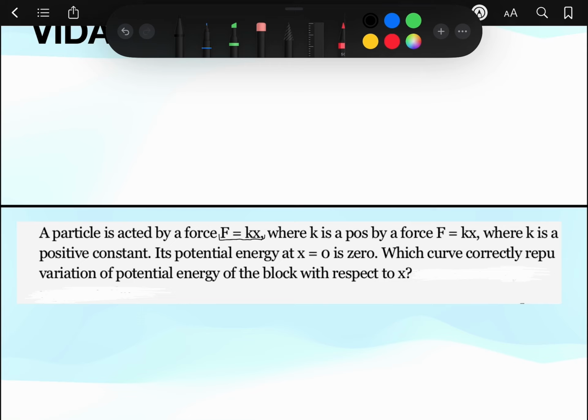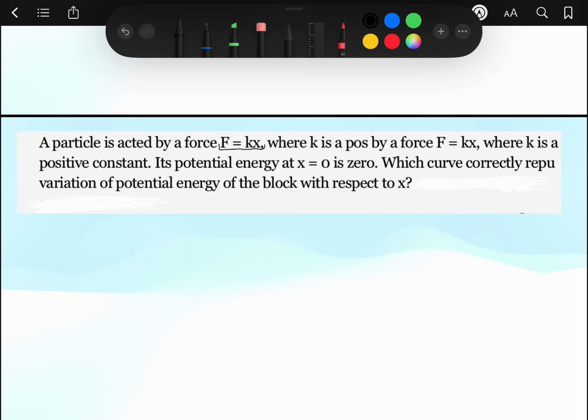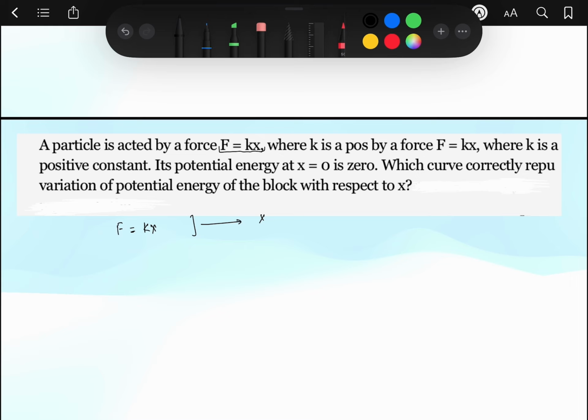F is equal to kx, and its potential energy at x = 0 is given as 0. So we have to draw the potential energy diagram with respect to x. Okay, so here the given force is F = kx. Let us suppose this force is acting in the x direction only.